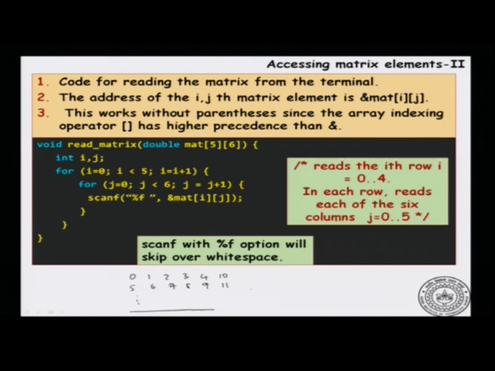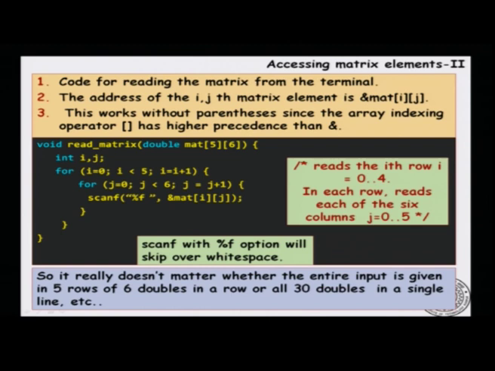This is the most natural way to enter it, but as far as scanf is concerned, any white space will be skipped. So, instead I could just enter one number per line, and it would be read in exactly the same manner. That is the property of scanf. So, it really does not matter whether the entire input is given in 5 rows of 6 doubles or just 30 doubles, each number on a line by itself. Both of them are fine.